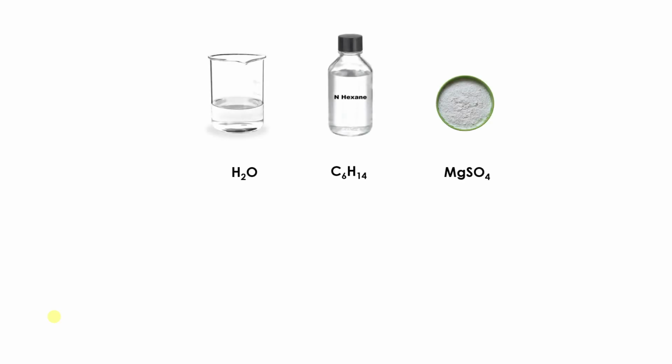Let's say you were given the following substances. So you have H2O or water, hexane or C6H14, and magnesium sulfate or MgSO4. Suppose that your task is to prepare an equal number of particles of each substance. So what will you do? Obviously, you need to determine the number of particles of each substance.